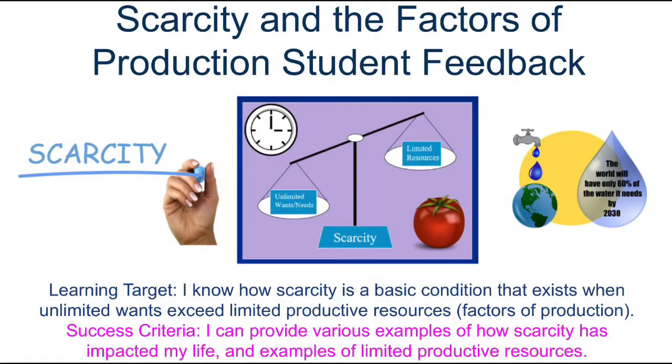Okay, let's move on now to our learning target and our success criteria. Number one, what is it we're trying to accomplish today? What we're trying to accomplish today is that I know how scarcity is a basic condition that exists when we have unlimited wants but limited productive resources to satisfy those wants. And to prove that we know that, we are going to provide various examples of how scarcity impacts our lives, as well as some examples of the limited productive resources.